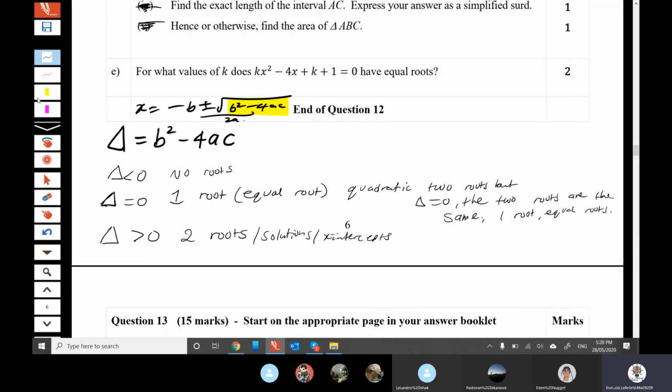Okay, and obviously all you've got to do is, once you know this question says, for what values of k does this have equal roots? Now you know that means discriminant equals 0. What is the discriminant equal to? B squared minus 4ac. Okay, what's b? What is b equal to in this expression? 4.